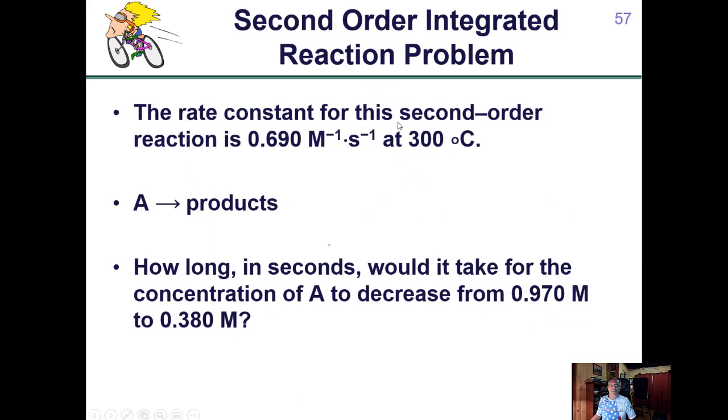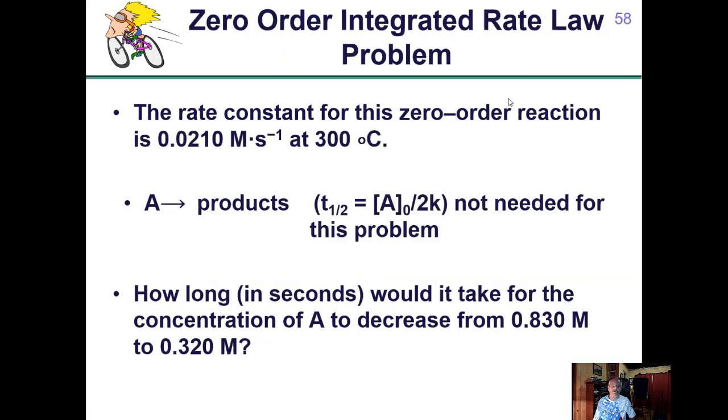The rate constant for this second order reaction is 0.690 per molar per second. This is our rate constant. You could tell from the units, because remember that if it's second order, you're going to have one less. That's M squared for a second order, and then you're going to have 1 over M times seconds. Your molarity is one less. All right, so hopefully that made a little bit of sense.